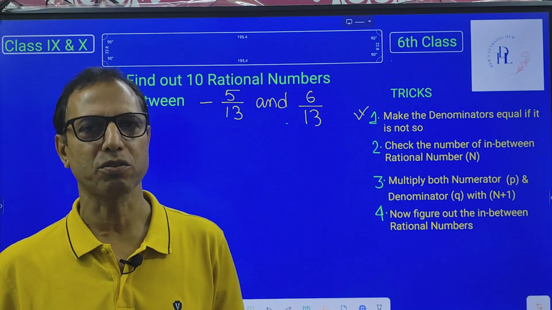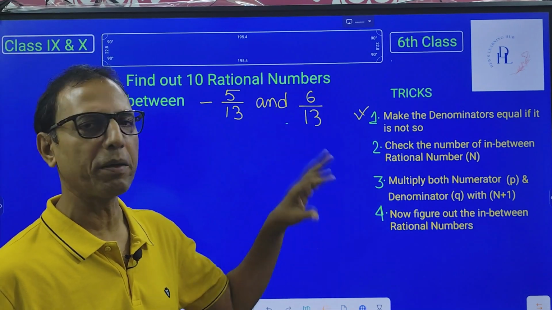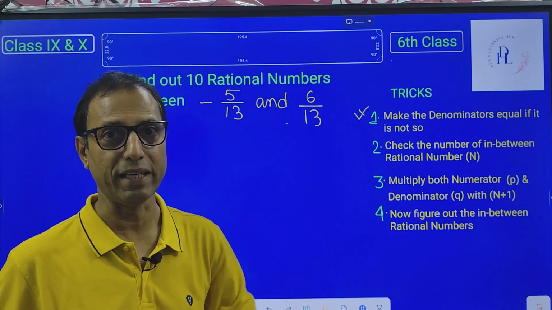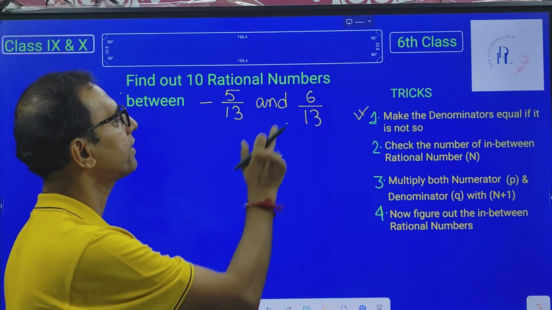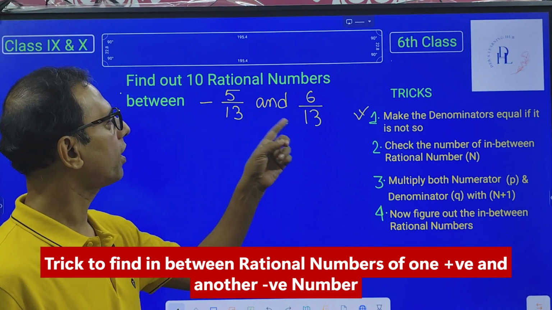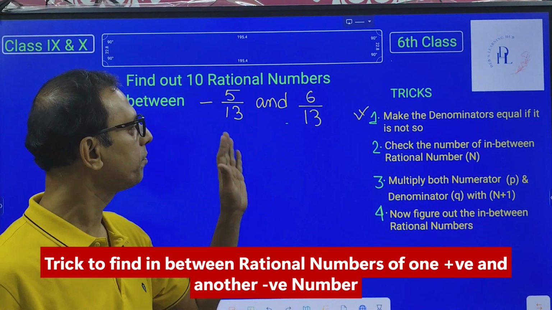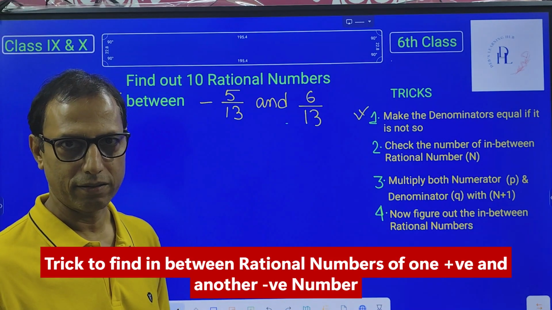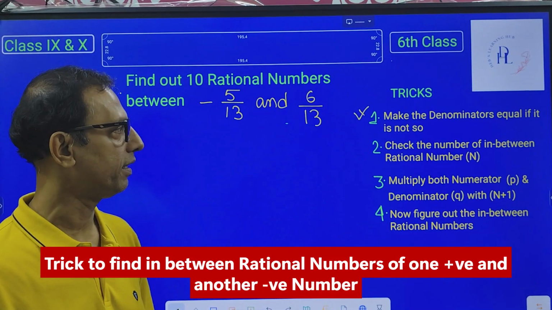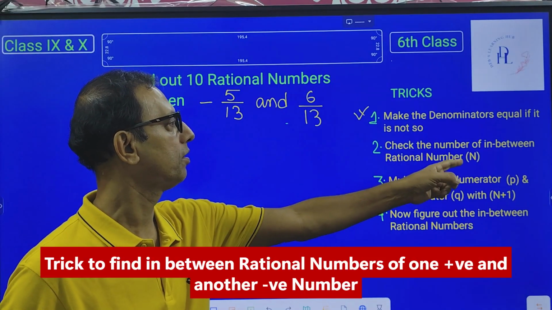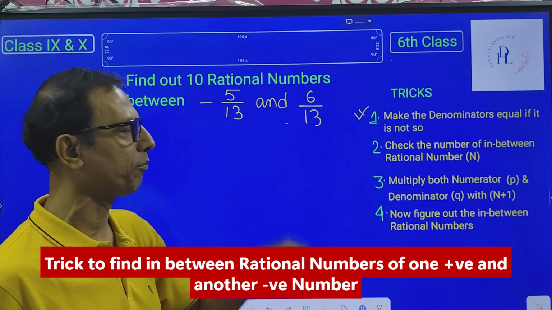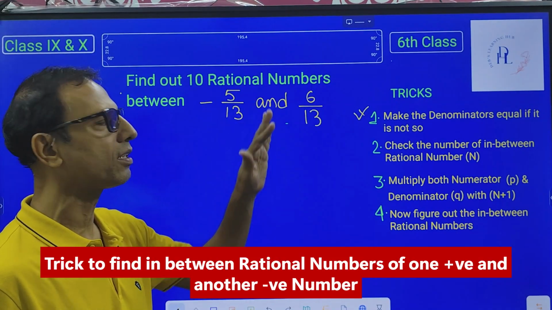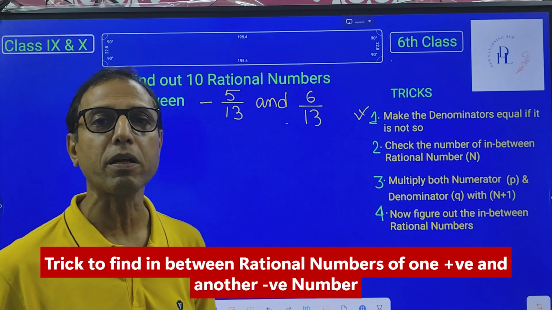Sometimes you need to apply your sense also. Always don't go by methods from the beginning. यहाँ पे साइन डिफरेंट है, माइनस 5 by 13 एंड 6 by 13. ये दोनों का डिनोमिनेटर भी इक्वल है, मतलब यू कैन कंपेयर, राइट? तो स्टेप नंबर 1 का जरूरत है नहीं. लेकिन यहाँ पे ये जो नंबर इन बिटवीन रैशनल नंबर n एंड देन n plus 1 एंड मल्टीप्लाई बोथ न्यूमरेटर एंड डिनोमिनेटर, इसका जरूरत है क्या? इसका जरूरत क्यों पड़ता है?